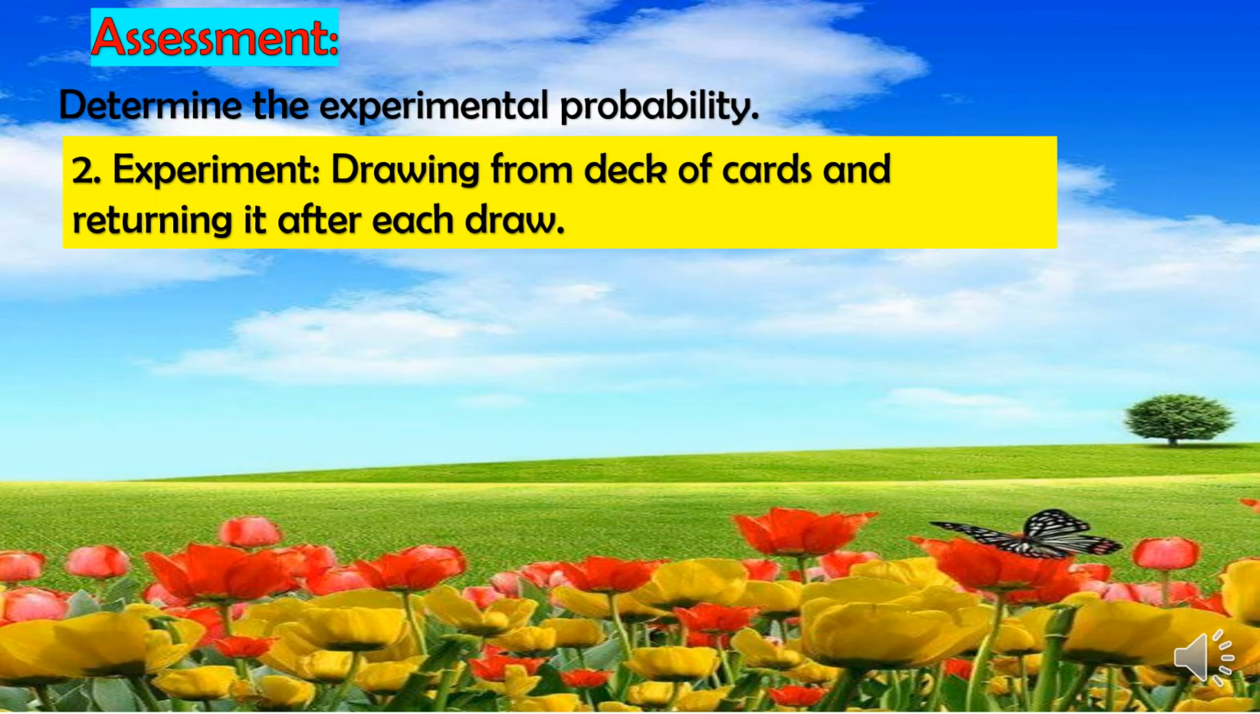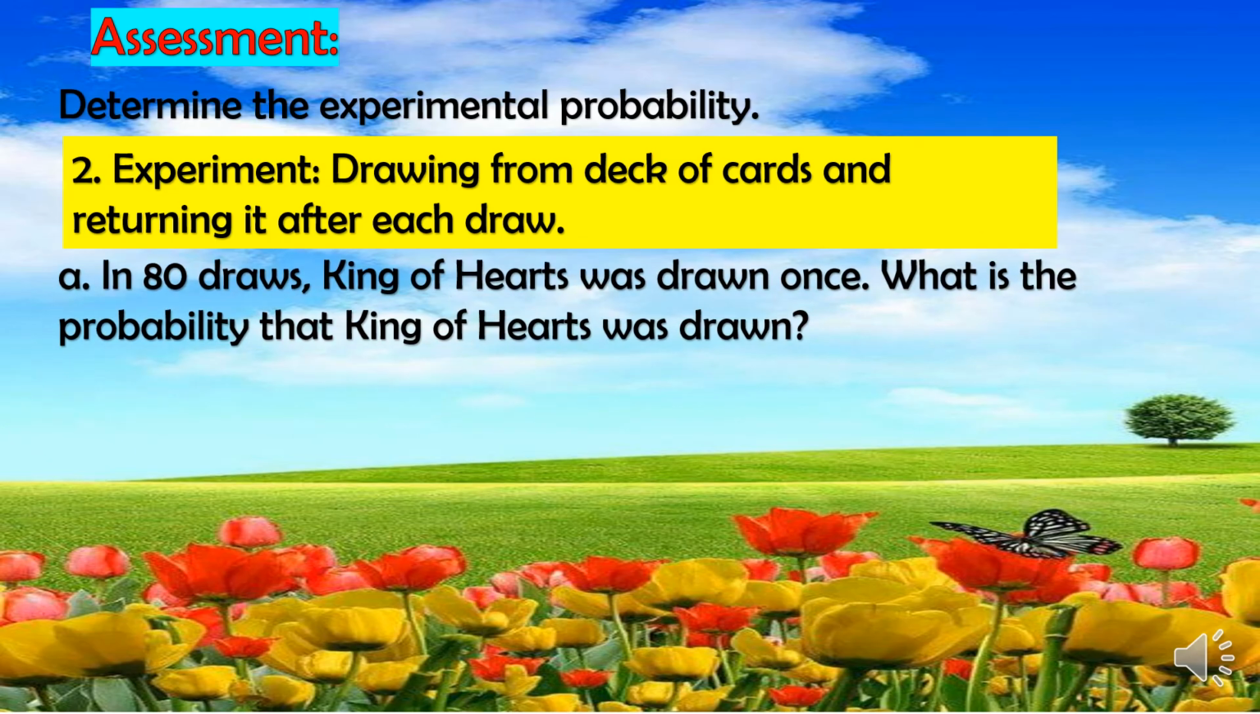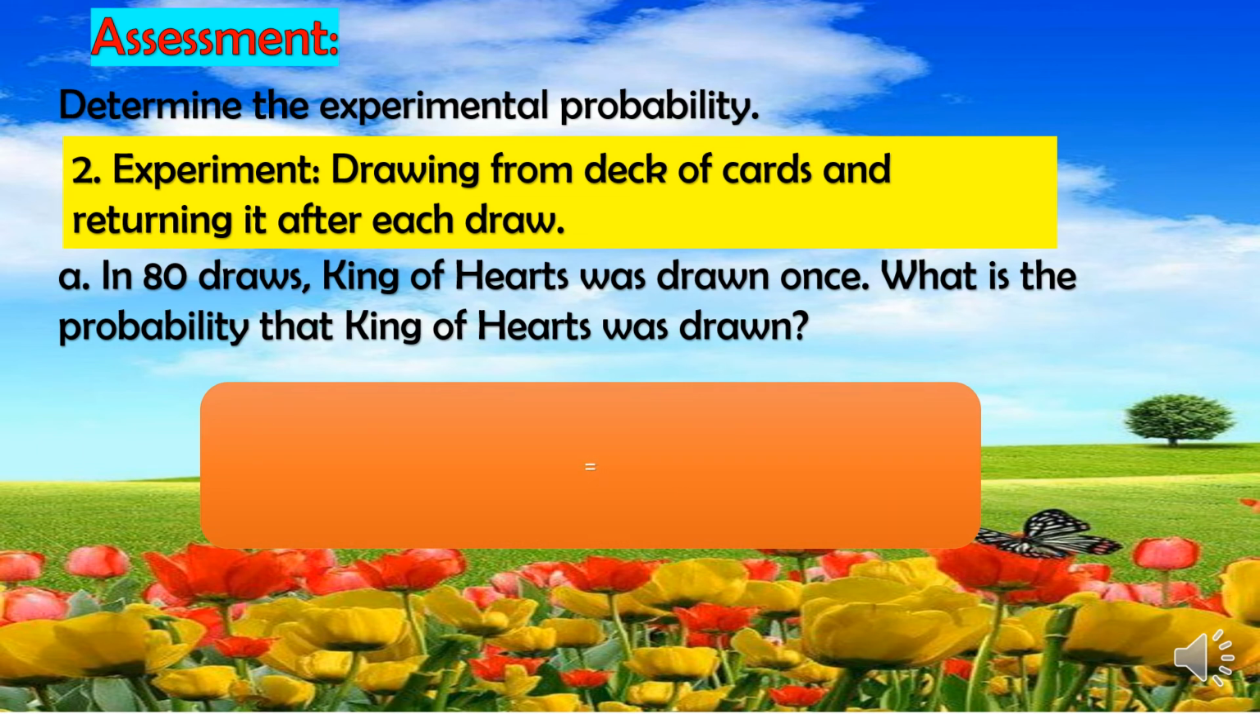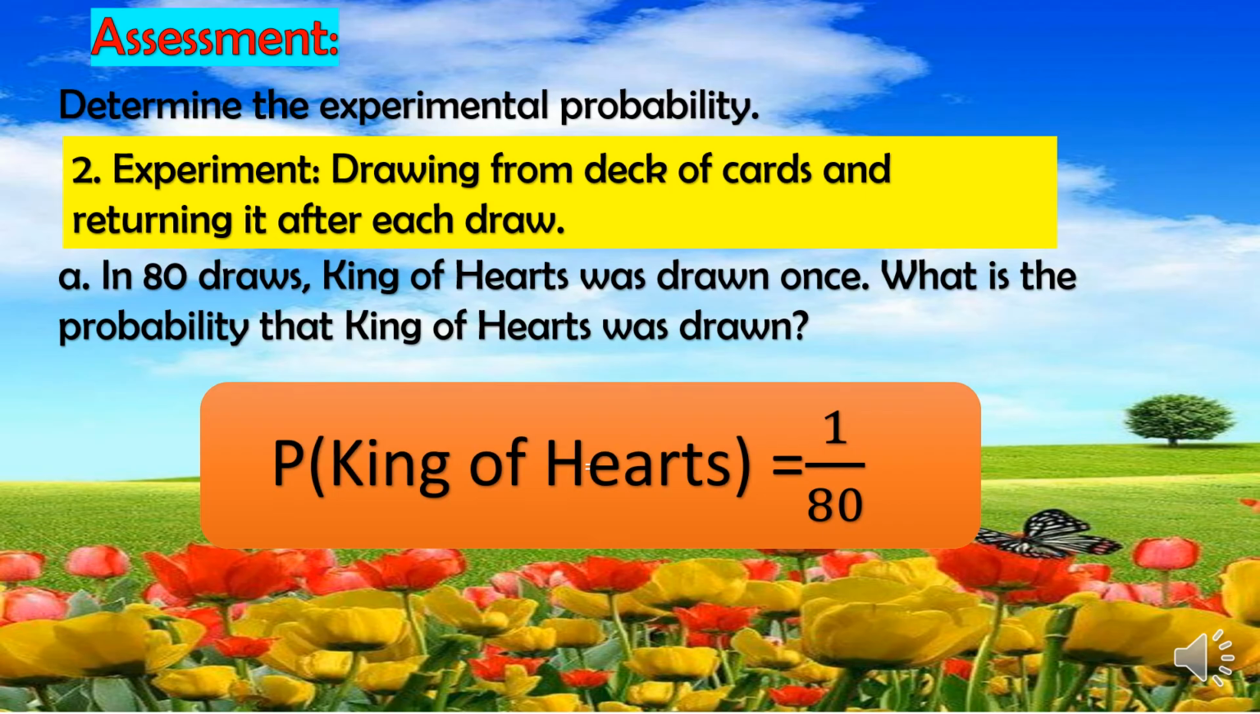For number 2, experiment, drawing from a deck of cards and returning it after each draw. For letter A, in 80 draws, King of Hearts was drawn once. What is the probability that King of Hearts was drawn? The question is only King of Hearts, so it is 1 over 80, because in 80 draws, King of Hearts was drawn only once. So the answer is 1 over 80.